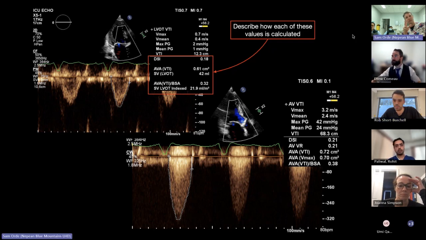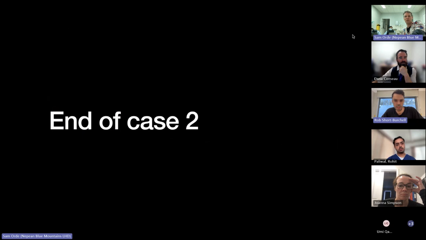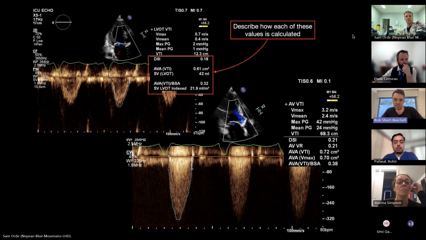Fantastic. And where do you measure it and how? So you would measure it in the parasternal long axis view. So I would zoom in and I would measure it at the insertion point, just proximal to the insertion points of the aortic valve. Beautiful. So inner edge to inner edge, and I would measure it mid-systole.